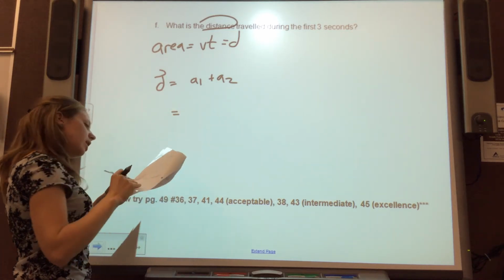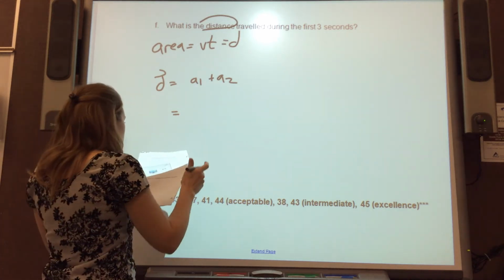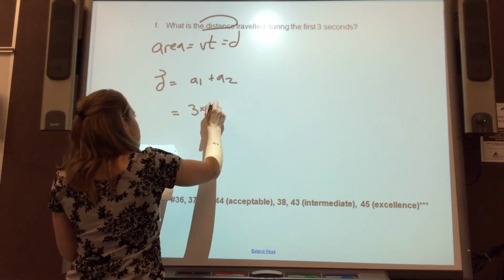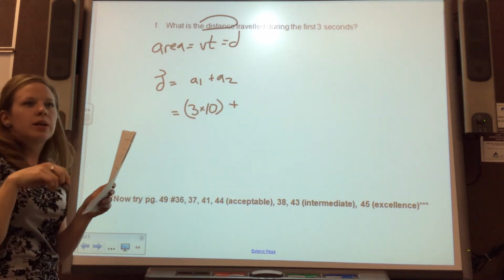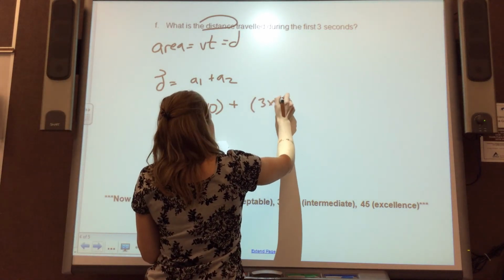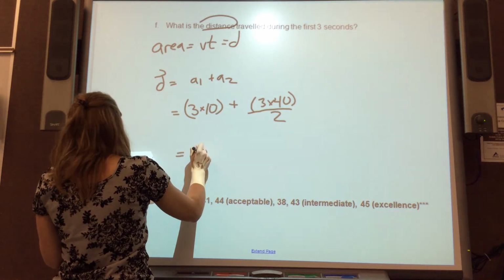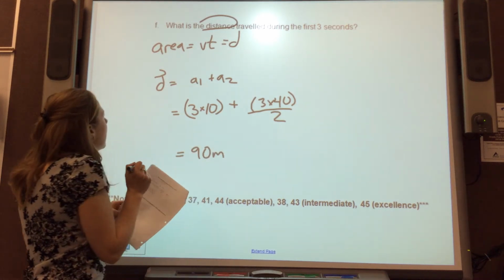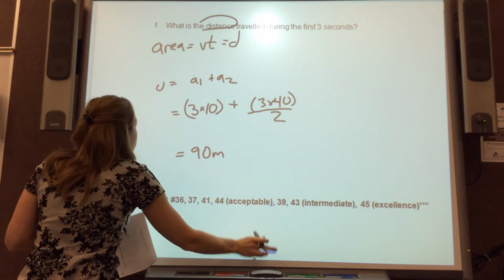So A1 was my rectangle, so that's just 3 times 10. And then my triangle is base times height divided by 2, so 3 times 40 divided by 2. 90 meters. And this actually asks us for distance, not displacement, so I don't have to have a direction.